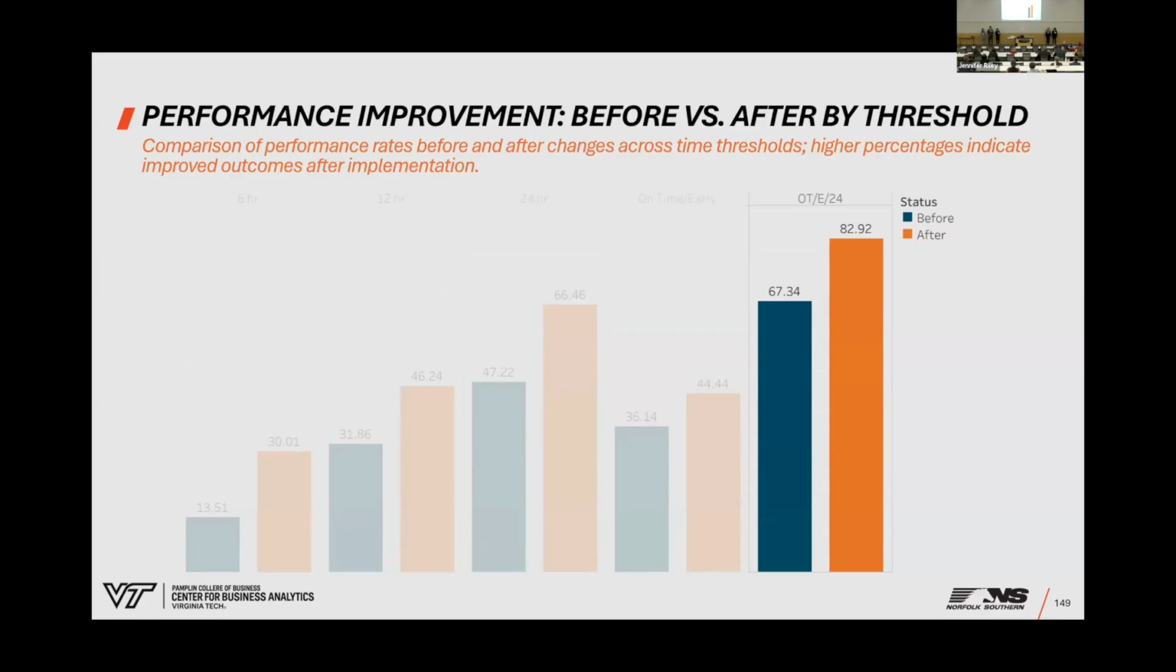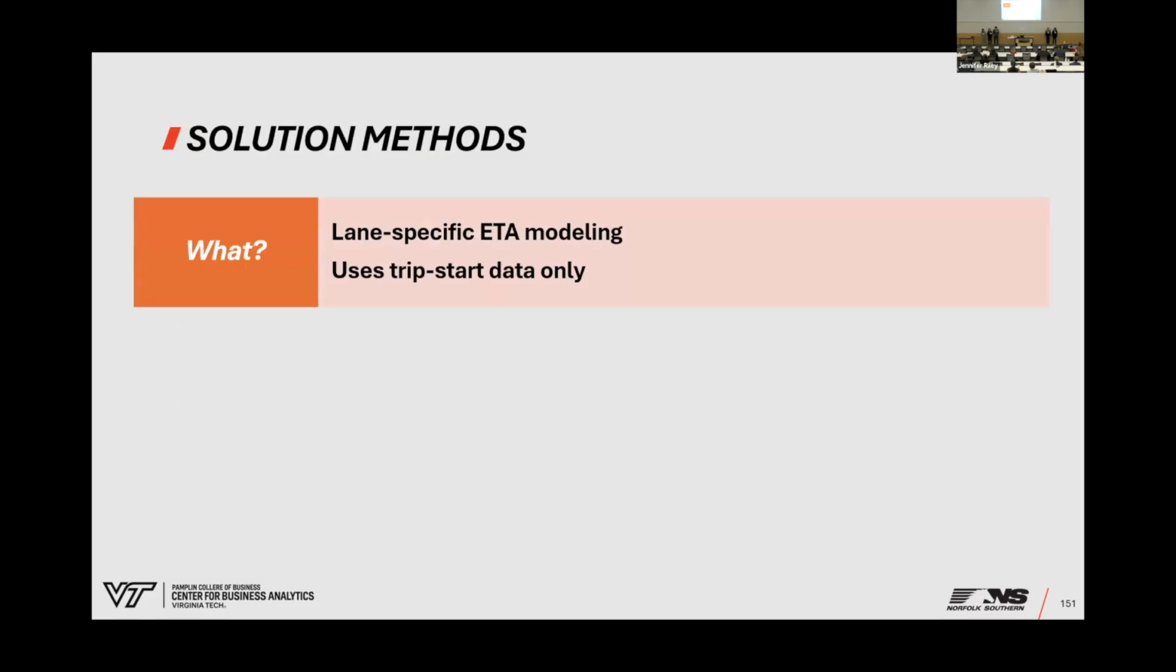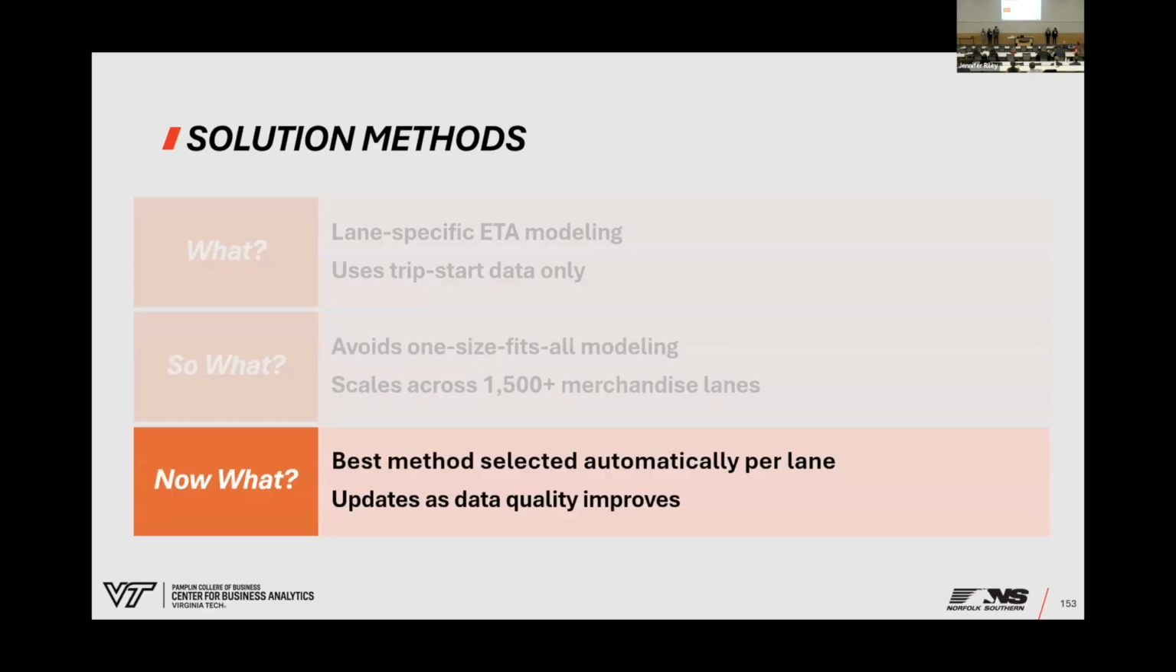Now I'll pass it off to Anna to discuss our solution methods. Thank you, Esther. So based on those results, this slide breaks down how our solution is structured. Starting with the what. We modeled ETAs at the individual lane level, tested multiple prediction methods per lane, and selected the best performing one. The so what is why this design matters. Our approach avoids forcing one method across lanes that behave very differently. The now what is about implementation. Our process is automated, so as data quality improves, our model can be updated without being redesigned.